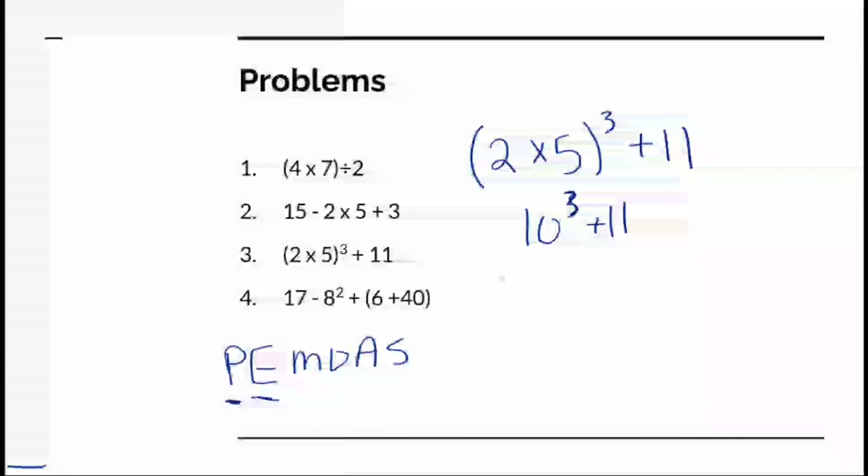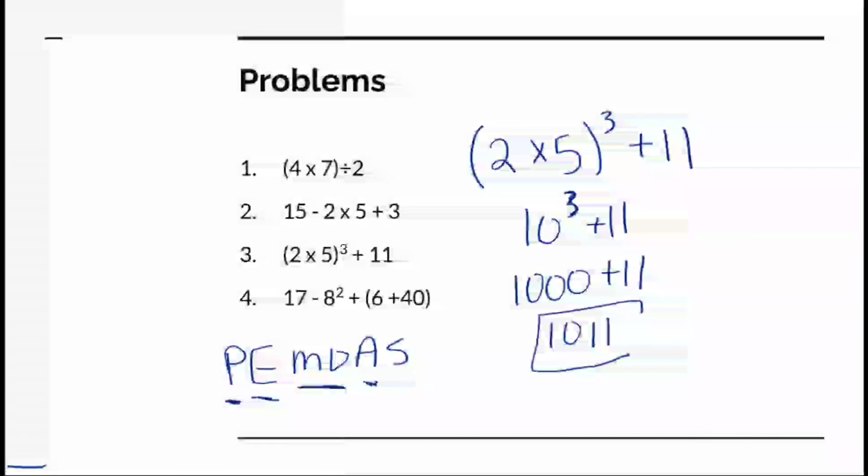10 to the power of 3. Well, this is just 10 times 10 times 10. So 10 times 10 is 100, times 10 is 1,000. So we have 1,000 plus 11. All right, there's no multiplication or division, but we have addition. 1,000 plus 11 is going to be 1,011.